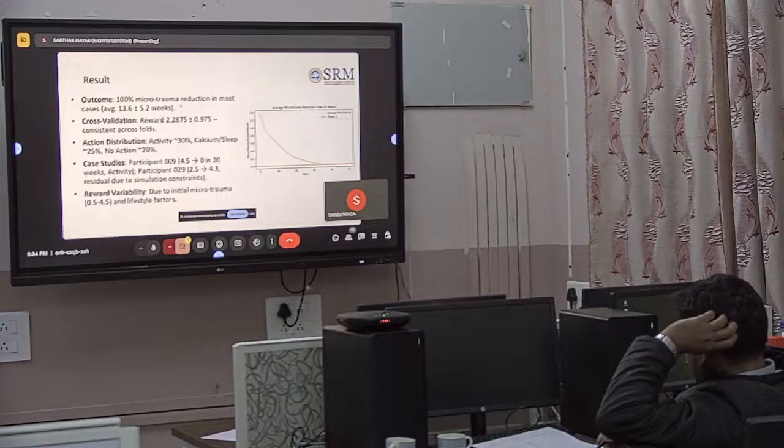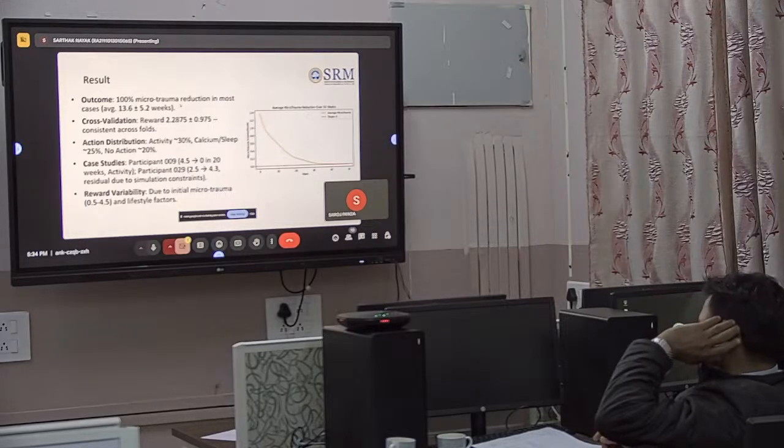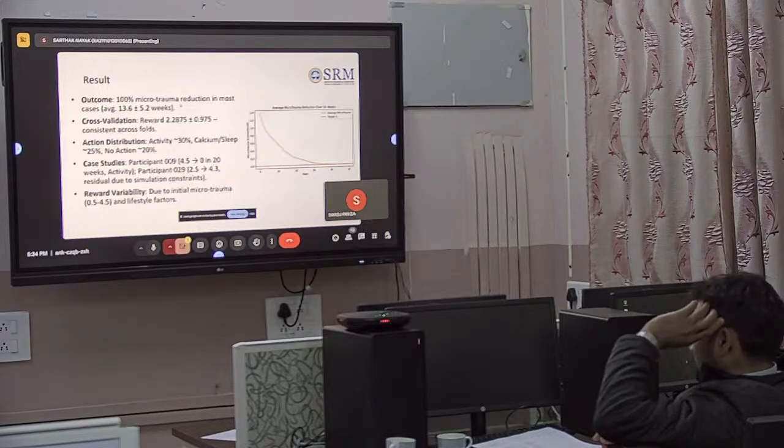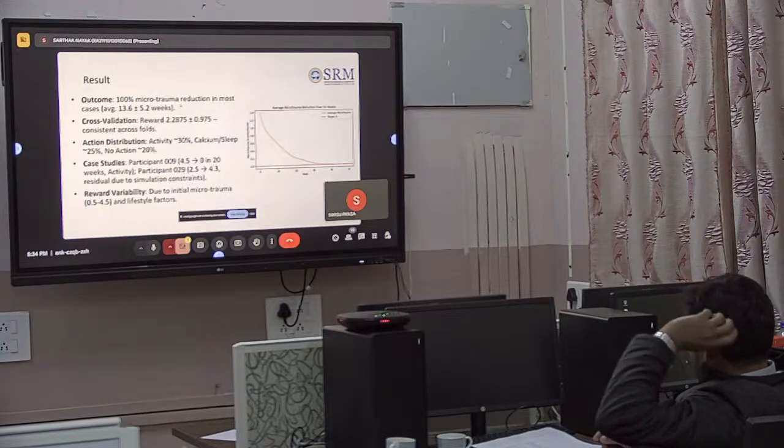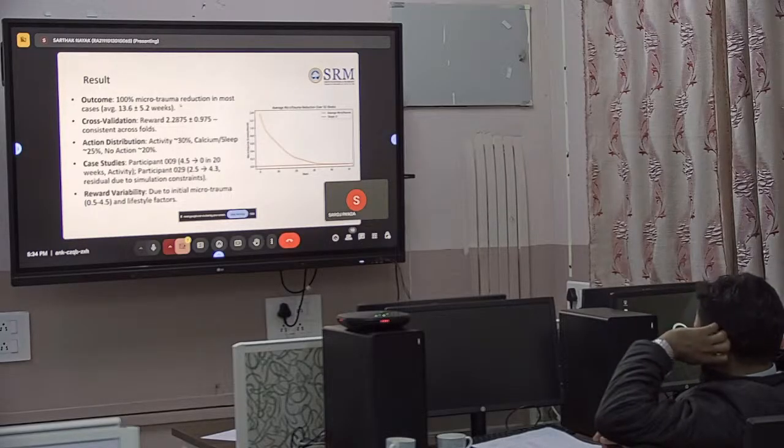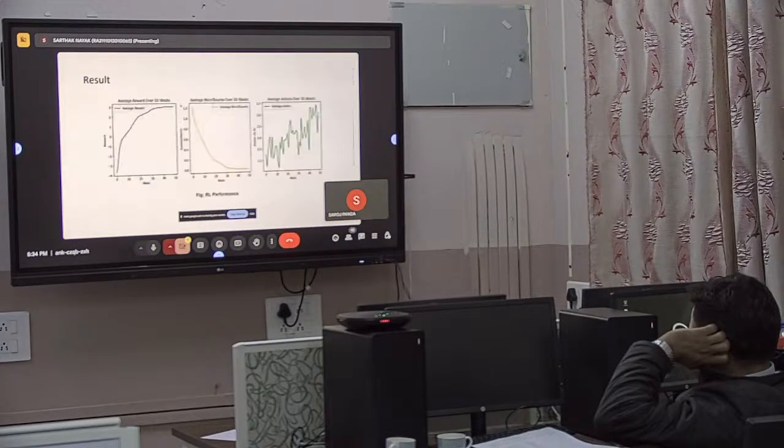The action distribution by the reinforcement learning model shows that activity is at 30%, calcium and sleep at approximately 25%, and no action taken is almost 20%. For example, participant 9 with a microtrauma of 4.5 has the microtrauma reduced to 0 in 20 weeks due to activities.